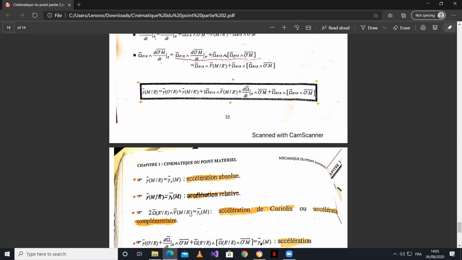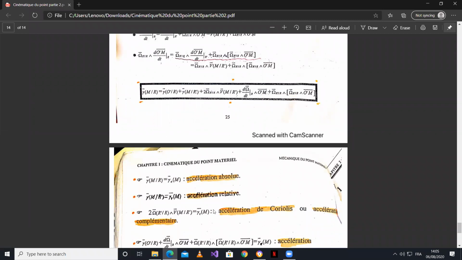I don't know exactly what it represents. I tried to Google it. I tried to ask the madam in school. I remember in first year, she didn't give me a proper answer. She just told me it's acceleration complémentaire. So maybe you guys will have some luck with your professors to explain what it represents in reality.